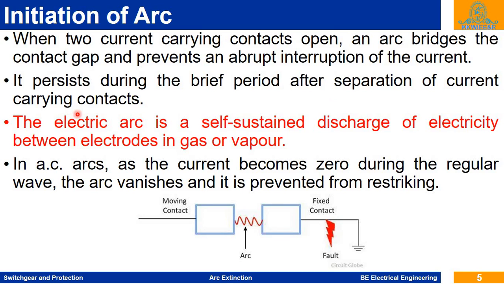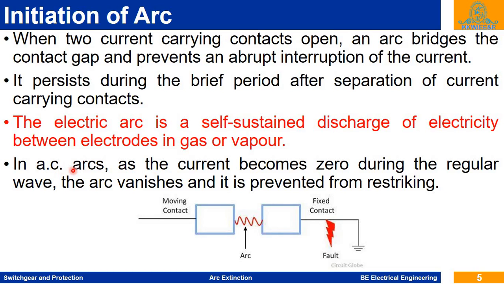Just see the circuit breaker opening time, it is measured in terms of cycles, 3 to 8 cycles, okay, and one cycle is 20 milliseconds. So the minimum opening time is 60 milliseconds. So in milliseconds, this circuit breaker opens its contact, and for a very short duration this arc persists in the circuit breaker contact. The electric arc is a self-sustained discharge of electricity between electrodes in gas or vapor. So this electric arc is the self-sustained discharge between the two contacts in the circuit breaker.